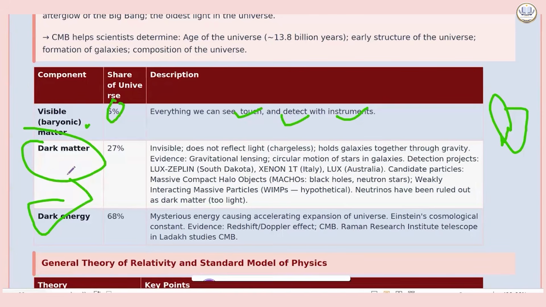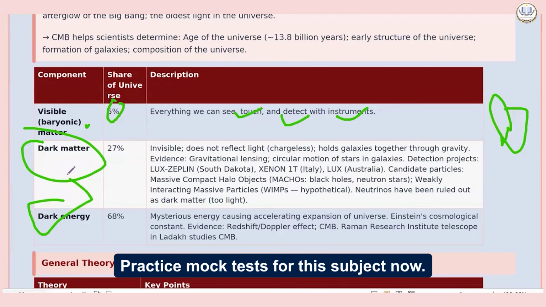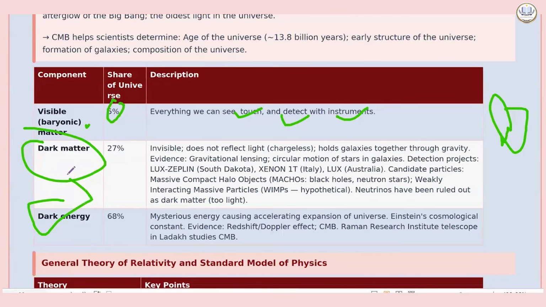Now, its presence helps us to understand why distant galaxies are moving apart faster and faster. Okay. Scientists, however, still do not know what dark energy actually is. It may be related to vacuum energy, a cosmological constant, or some new form of physics beyond our current theories. Okay. So this is what we need to know.